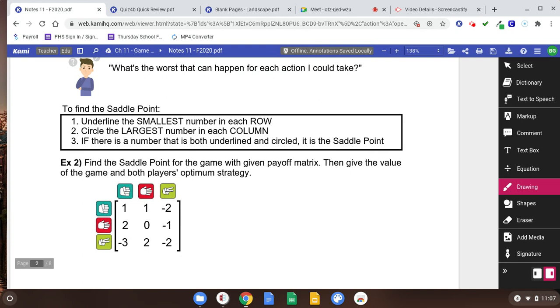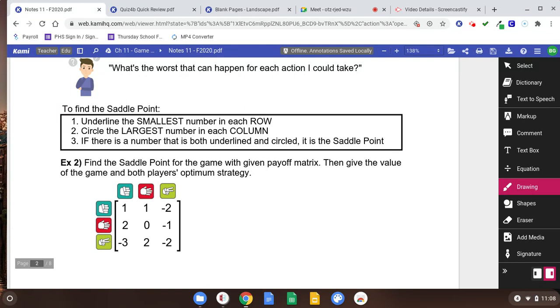To find the saddle point, underline the smallest number in each row, circle the largest number in each column. If there's a number that is both underlined and circled, it's the saddle point. So example 2, that's what we're going to do. We're going to find the saddle point. But what we're thinking is, what's the worst that can happen?